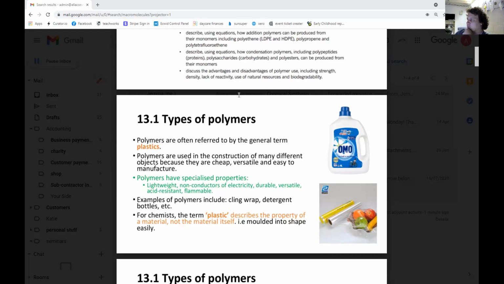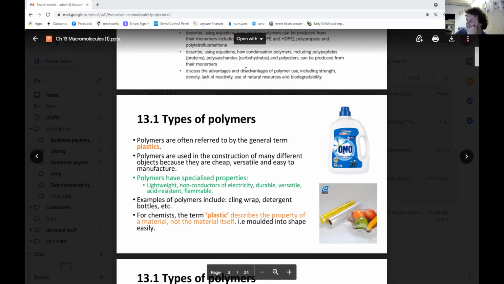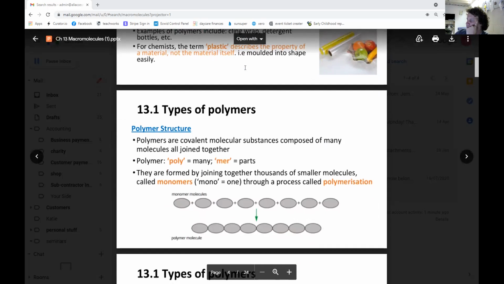They're quite easy and cheap to make, but they're also a massive problem. But again, we take monomers of ethene effectively and join them together into a long polymer molecule.